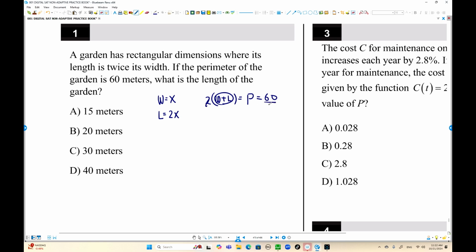When you divide by 2, 30. So w plus length is 3x, that equals 30. So x equals 10, okay? But that's new, the length of this length, okay? So 2 times 10 is 20, is the answer.